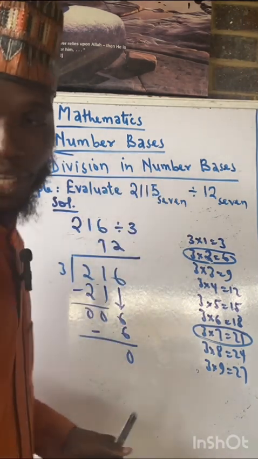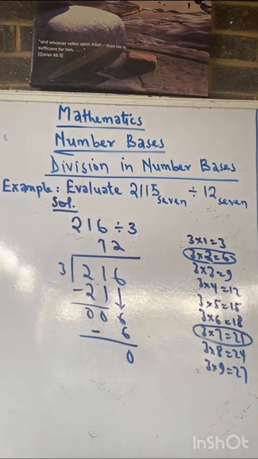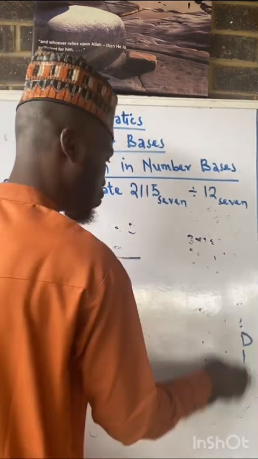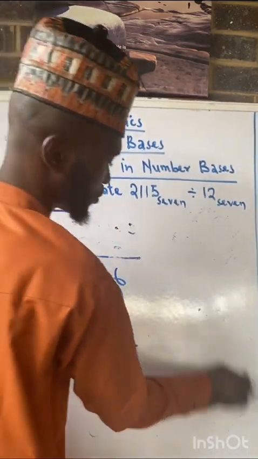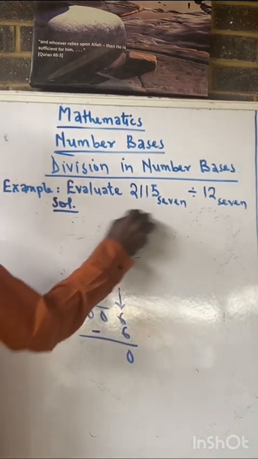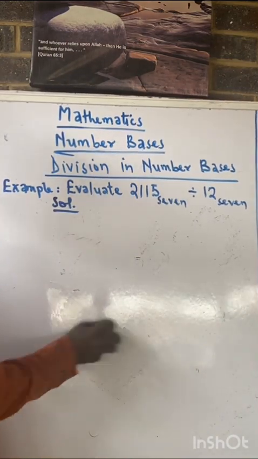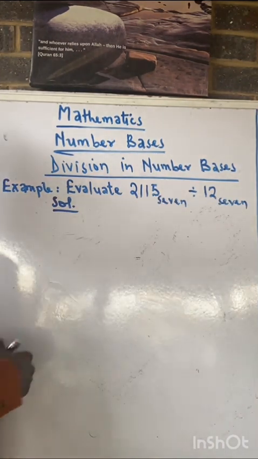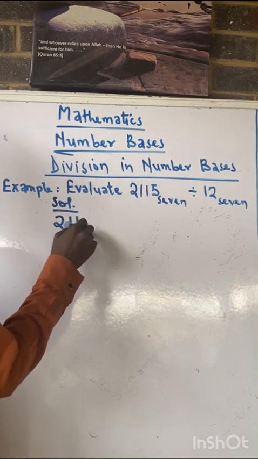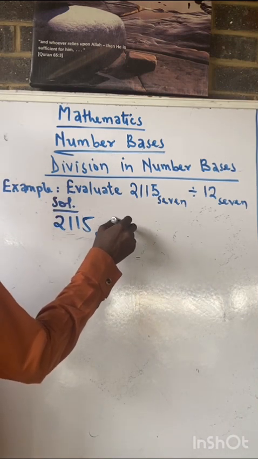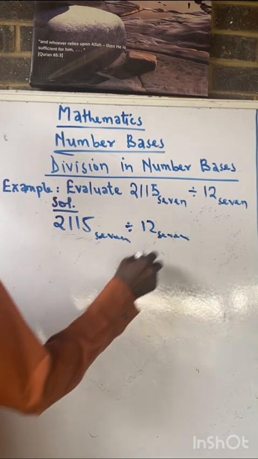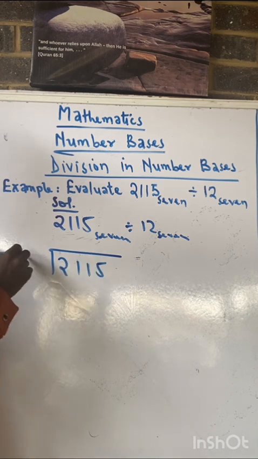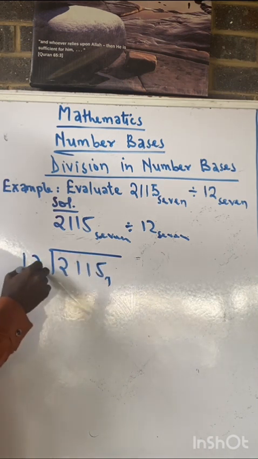Now, let's apply this to number bases. Let's divide in number base using long division. We want to divide 2115 by 12 in base 7. First, both of them must be in the same base before we can divide. So, 2115 base 7 divided by 12 base 7. Now, I am going to draw this: 2115 divided by 12, base 7.